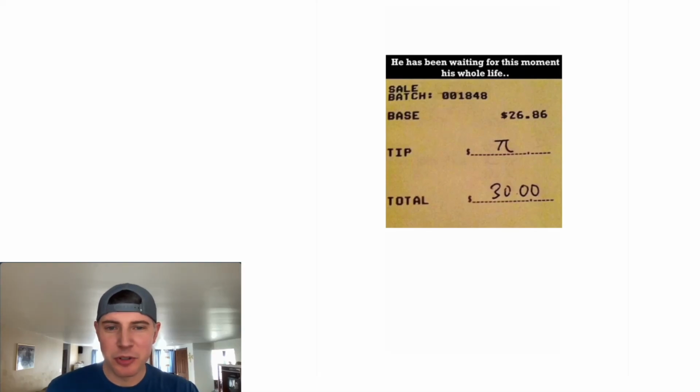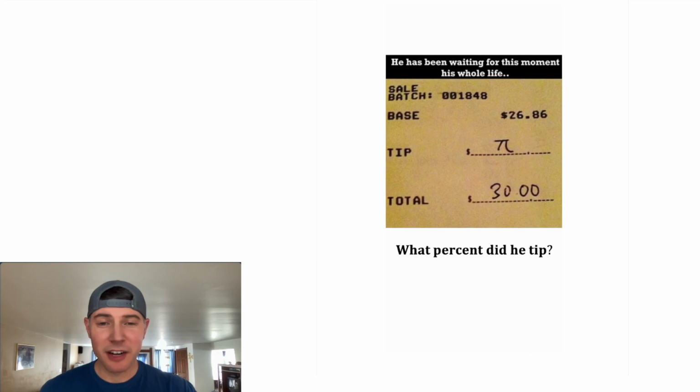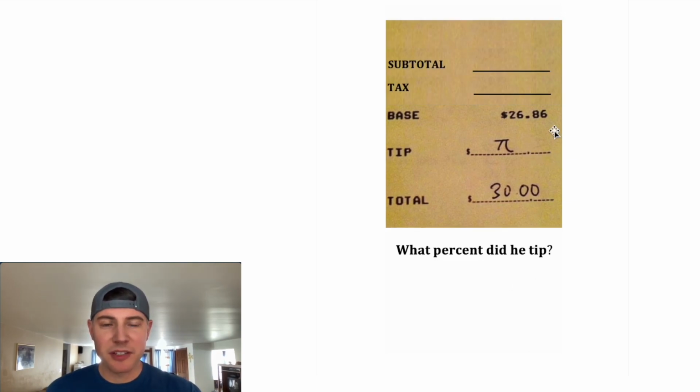Hey guys, I saw this post where the guy left a tip of pi dollars, and so the total came out to exactly $30. And this is really clever, but I have a follow-up question. What percent did he tip? Because I don't think this seems like a very good tip. So in order to find out what percent he tipped, we've got to see the rest of this receipt.